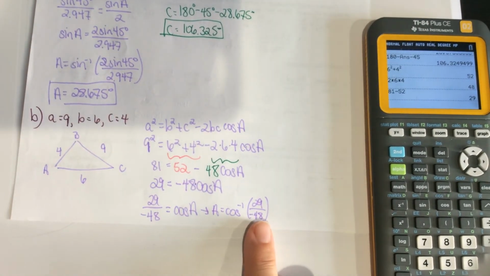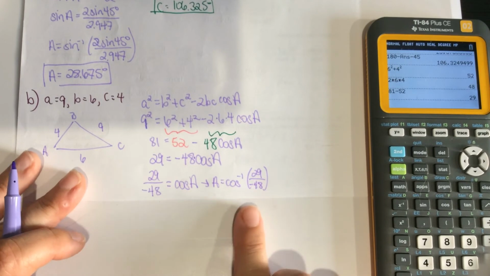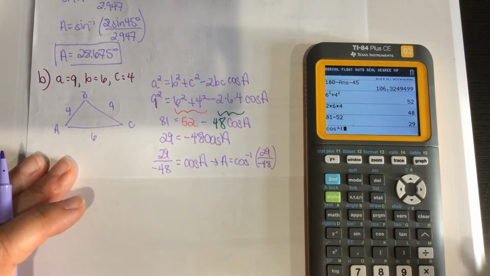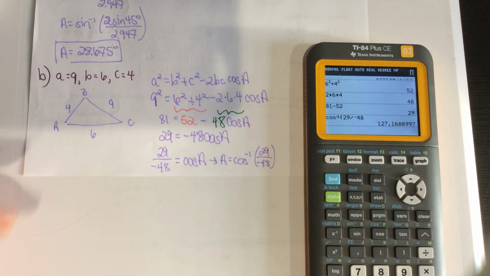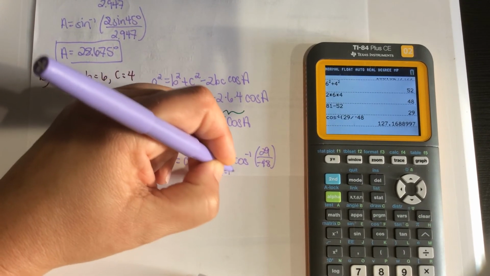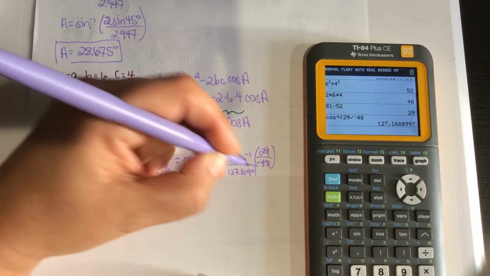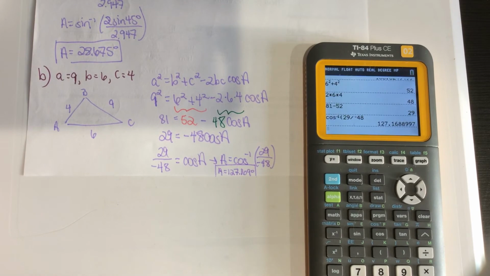And I don't ever check to see if that's reducible because that's not part of my answer. I'm just going to type it into my calculator. Cosine inverse of 29 over negative 48 gives me A equals 127.169 degrees.